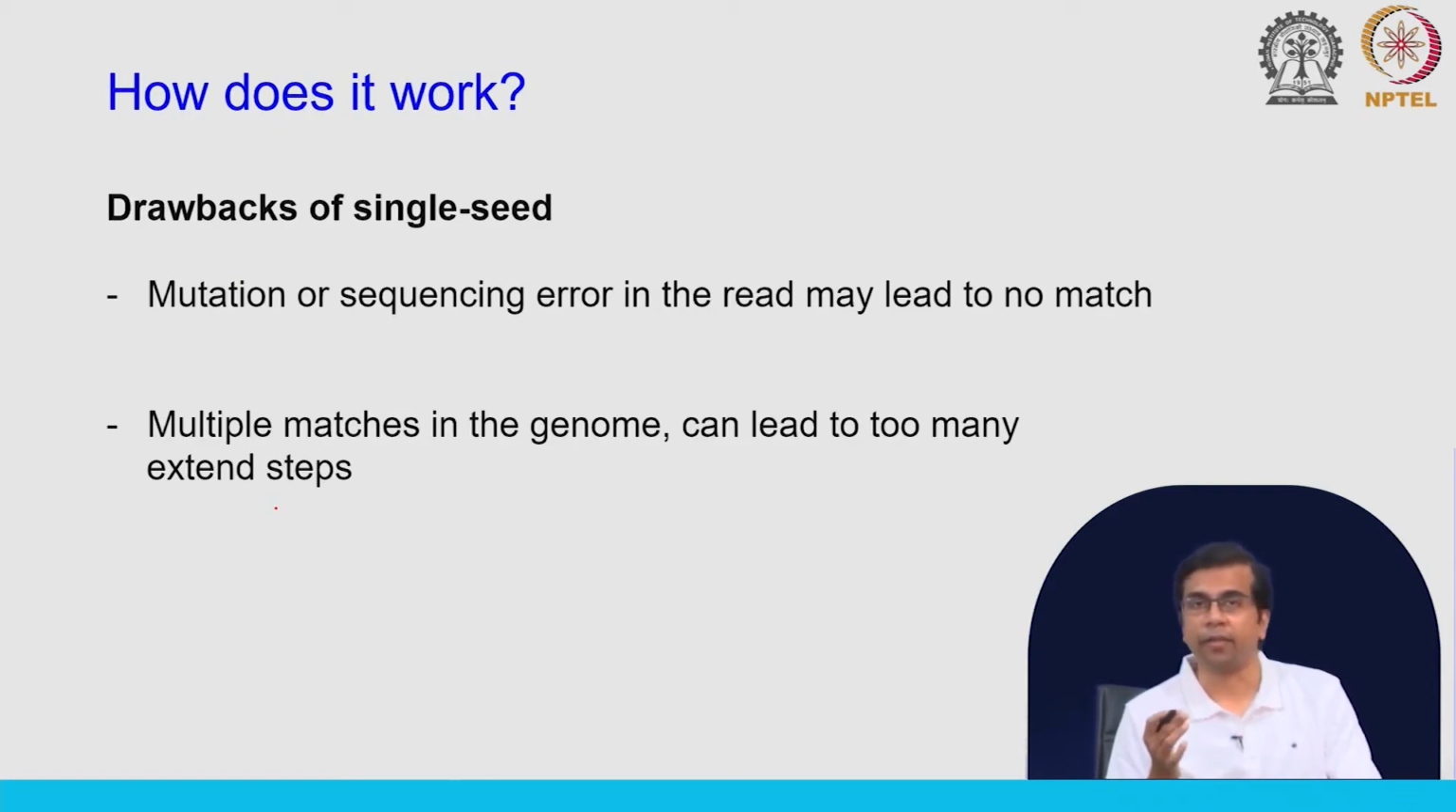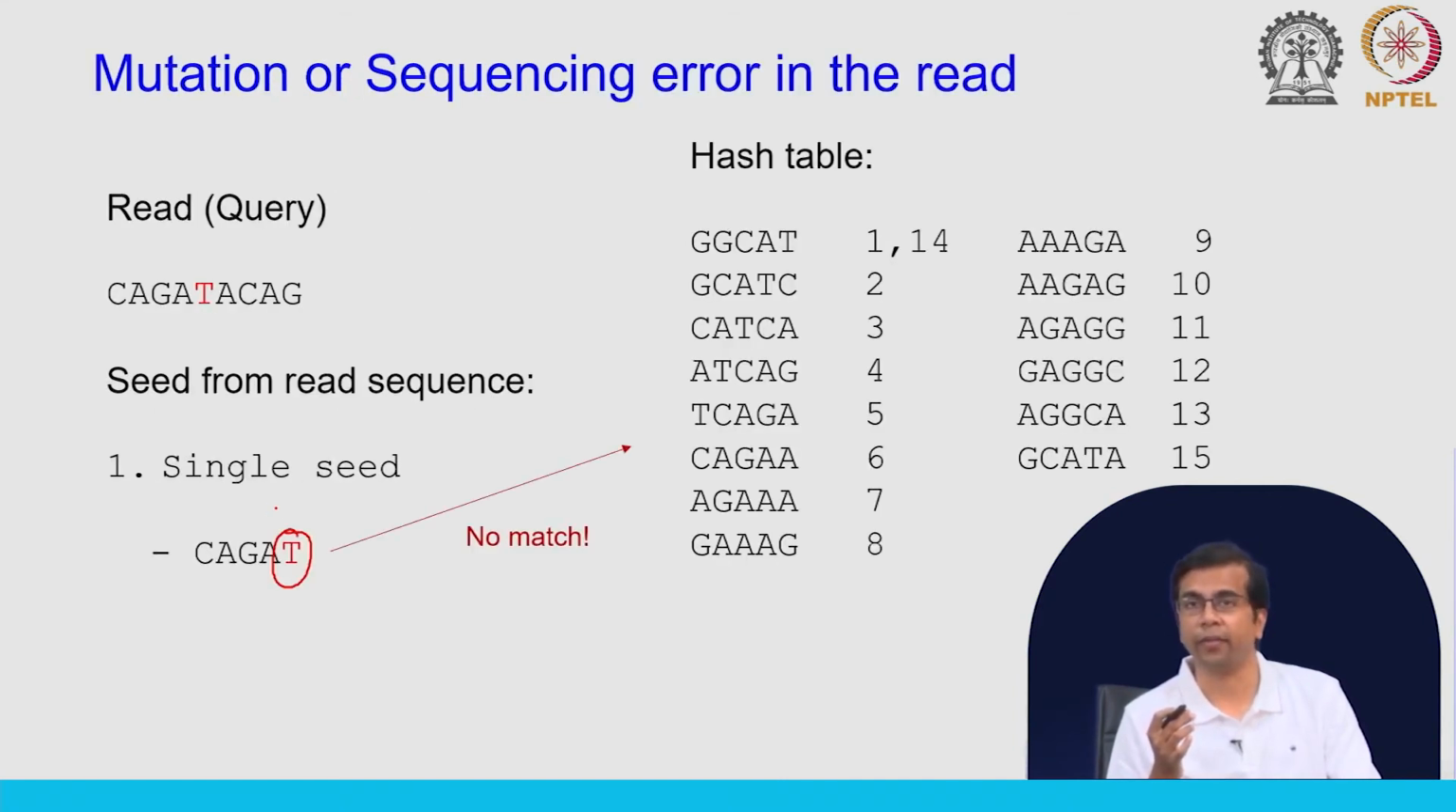There is another disadvantage. If a single seed matches to multiple positions in the genome, which we have seen it can, for example this seed here can match to 1 and 14, 2 positions. You now have to do this extend and align for both of these positions and see which one actually aligns better. Again, the alignment part is a time consuming process, and if you have to do this for more than 2, or 5 or 7, that will take up time.